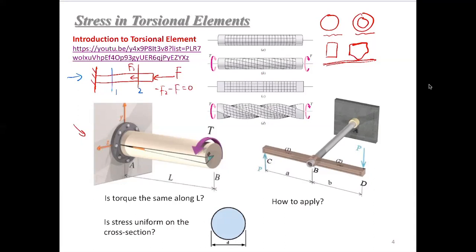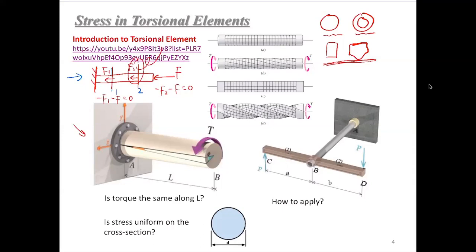And how about position 1? If we cut it at position 1 to make it free, we add the internal force here outward, F1. So this part is gone, okay? The equilibrium equation will be negative F1 minus F equals 0. So are F1 and F2 the same? Yes. Okay.